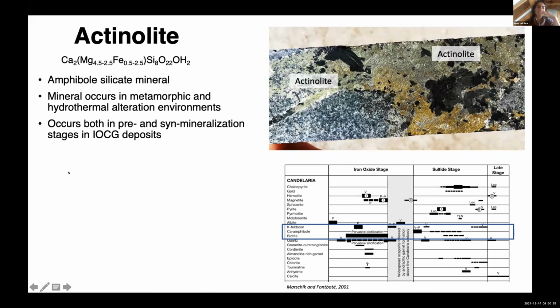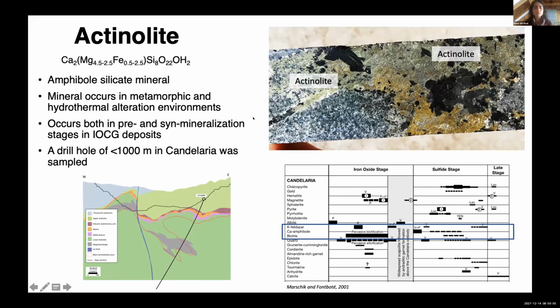So why actinolite? I think one of the main good things actinolite has is that it occurs in pre- and post-mineralization stages in IOCG deposits. What I'm going to show you today is all in Candelaria, but I just want to mention that it's not only in Candelaria where we see these different generations of actinolite. I think this photo represents really nicely what I'm trying to show, where we see really coarse grains of actinolite that are cut by fine grains of actinolite. So here we definitely see that there are at least 2 stages.